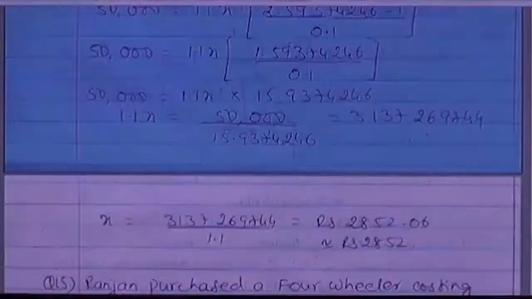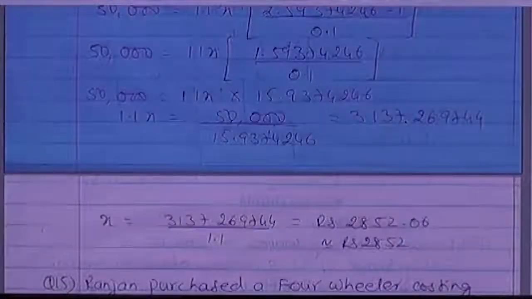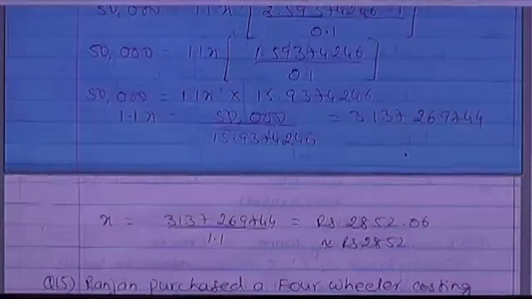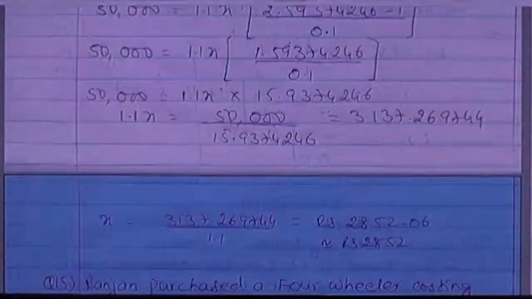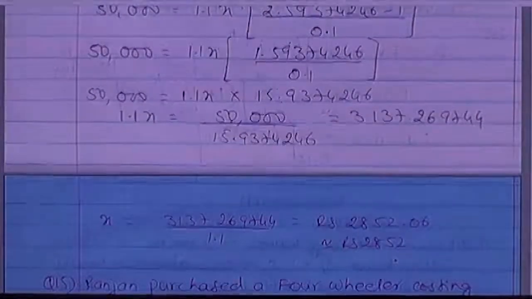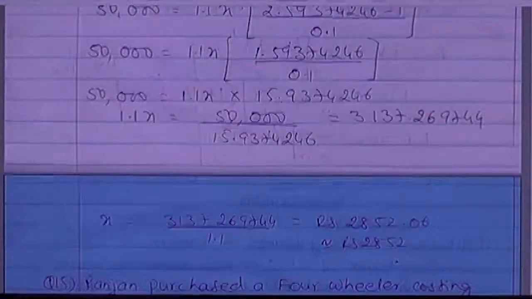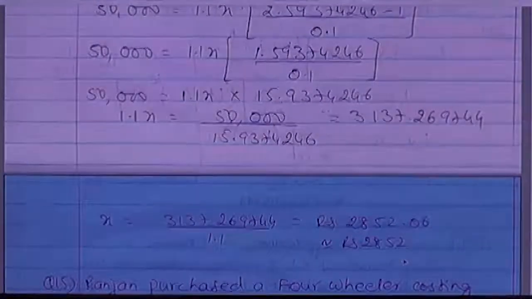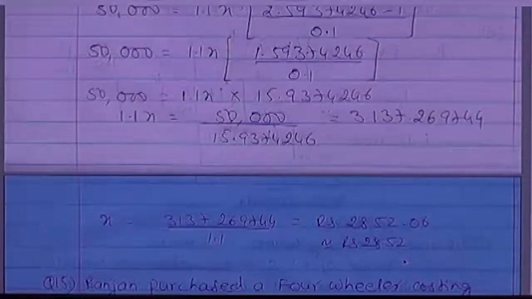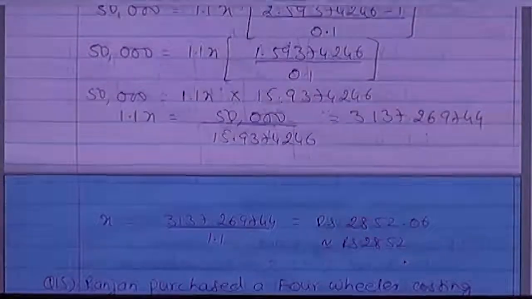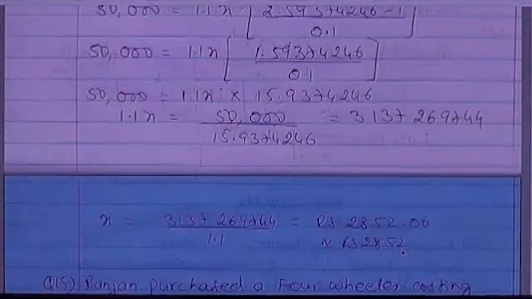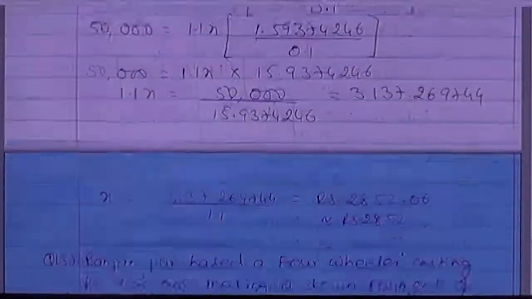Which gives us 3137.269744. So the value of x will be 3137.269744 divided by 1.1, and that gives us 2852.06, approximately 2852. So how much should be deposited at the beginning of each year for 10 years in order to provide a sum of rupees 50,000 at the end of 10 years? You have to deposit rupees 2852 at the beginning of each year for 10 years.